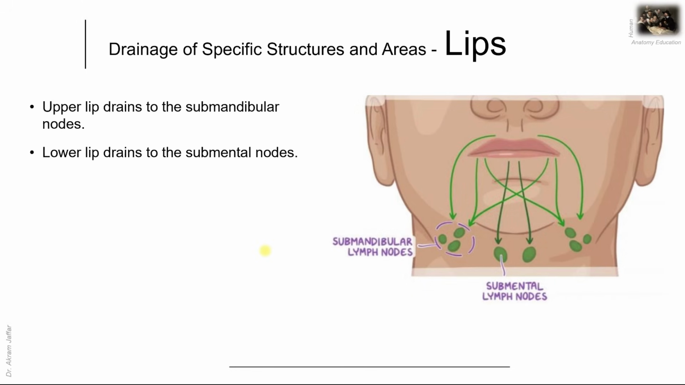Now let's deal with some areas of the face of special interest. So we have the lips. We probably mentioned that before, that the lower lip drains to the submental nodes. Some of them drain to the submandibular. But the upper lip drains to the submandibular lymph nodes.